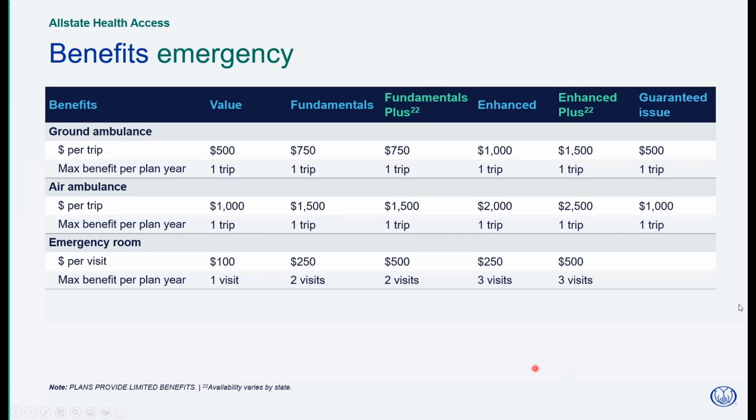Emergency room, please note, the guaranteed issue does not have benefits for the emergency room. So if you're selling that, make sure they're aware of that. All other plans have a per visit benefit, and it ranges from $100 to $500. The maximum benefit per plan year ranges from 1 visit to a total of 3 visits.